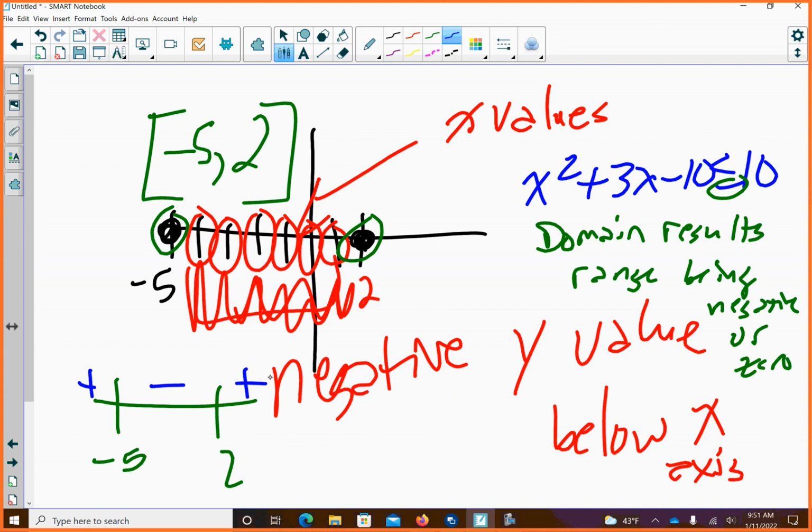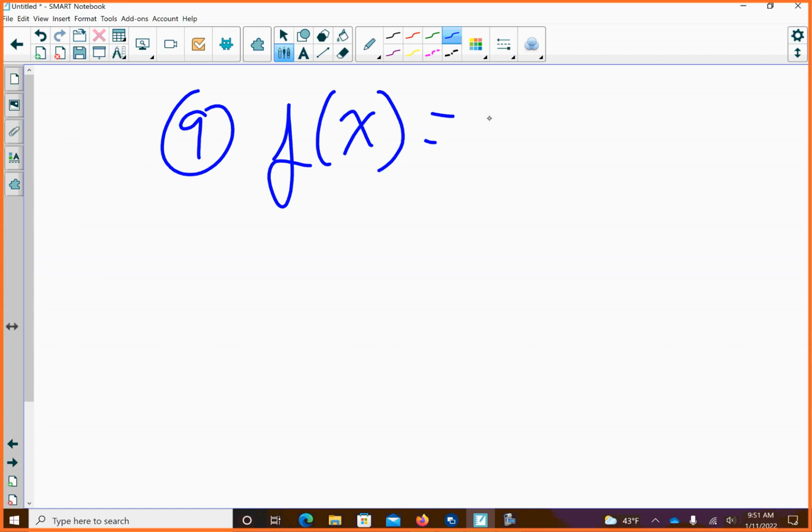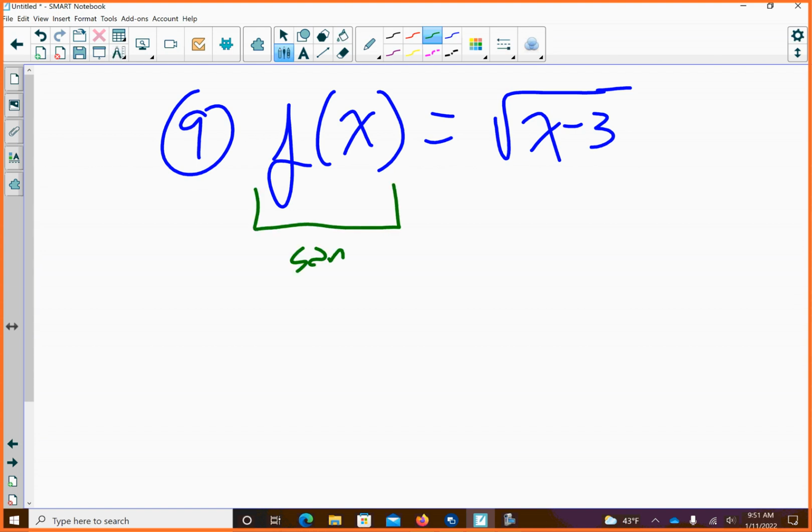All right, I'm going to flip to the back side, and we're going to take a look at problem number 9. So problem number 9 says this. So we have the square root of x minus 3. Now, does everyone feel comfortable that this is the same as saying y? That means the same thing. Okay, so this is y equals that. I don't have to have function at x.